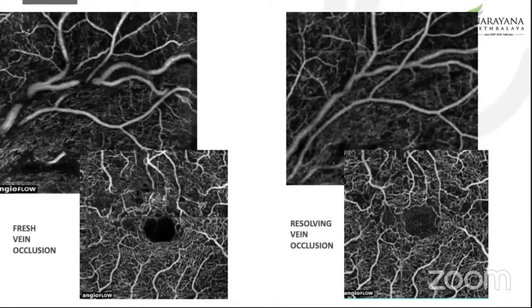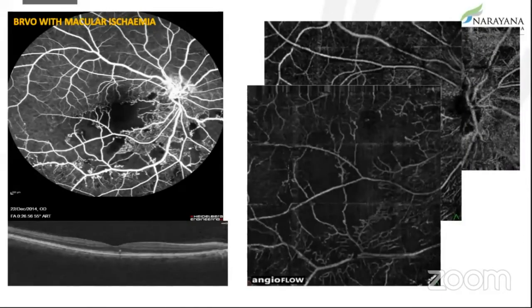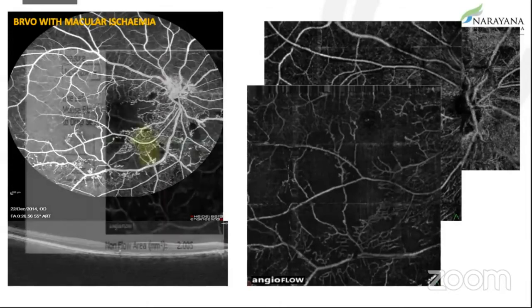So this is a patient with fresh vein occlusion as against a resolving vein occlusion. You can see the tortuosity, the dilatation of the vessels very well, and also resolution of the edema with the treatment and given some time for resolution. Patients with BRVO and macular ischemia are so well delineated on OCTA and very comparable with the dye-based angiography.